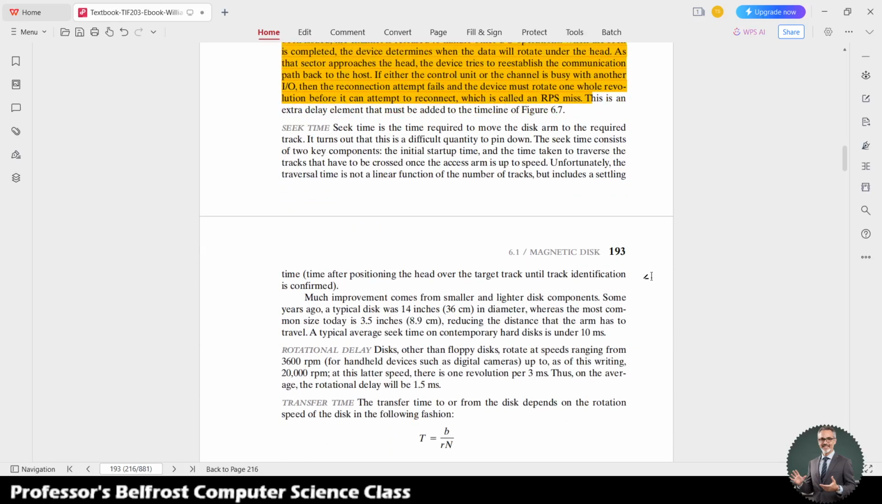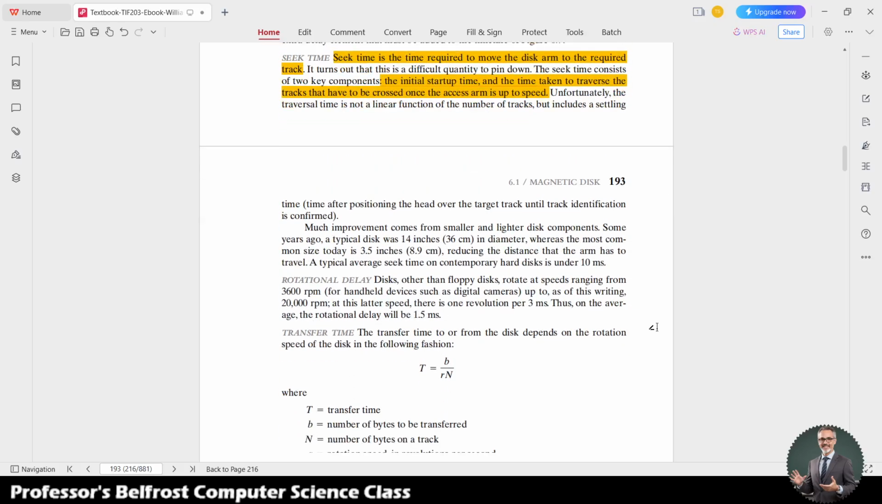Okay, so we have the in-depth discussion here. We have seek time, which has been shown to you before briefly. Seek time is the time required to move the disk arm to the required track. Seek time consists of two key components: the initial startup time, and the time taken to traverse the tracks that have to be crossed once the access arm is up to speed.